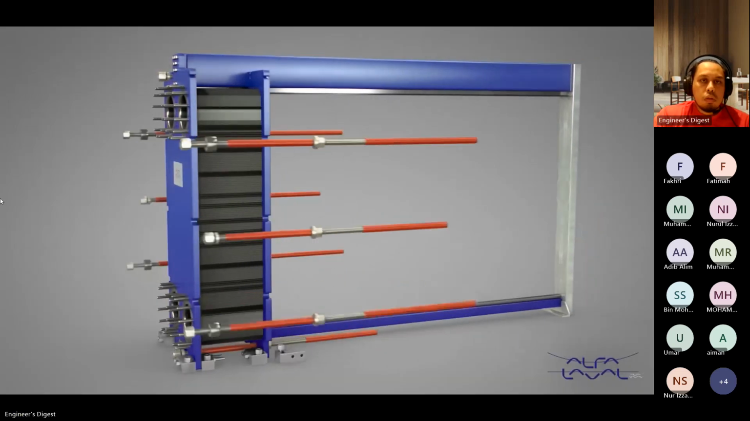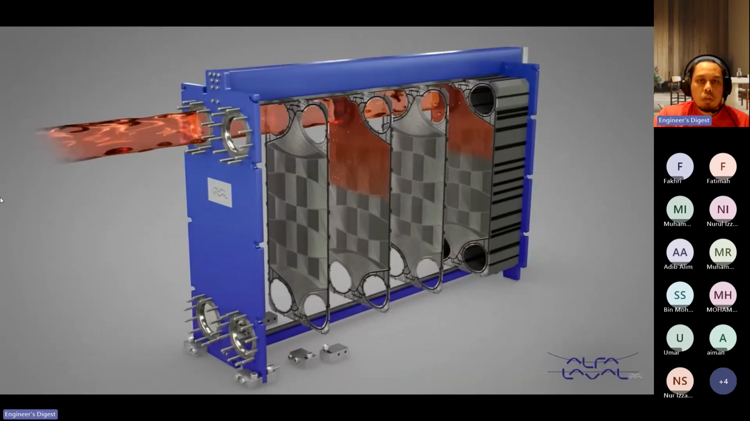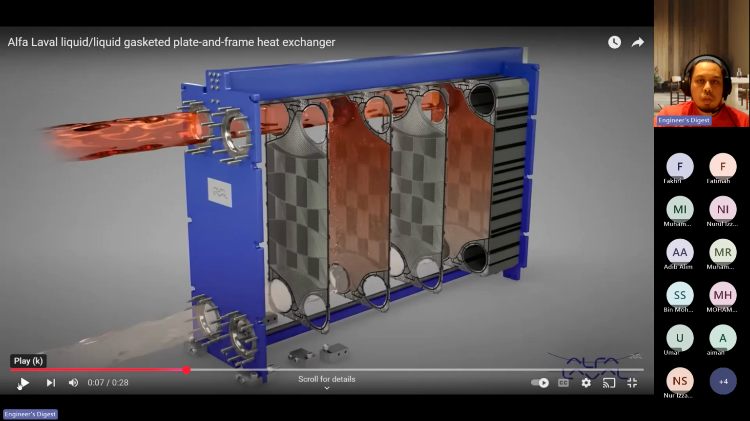All right, see all the plates. This is hot water. So this is the hot fluid coming in. This is a gasket. You can see this is a gasket and this is also a gasket. So it's a double gasket here.